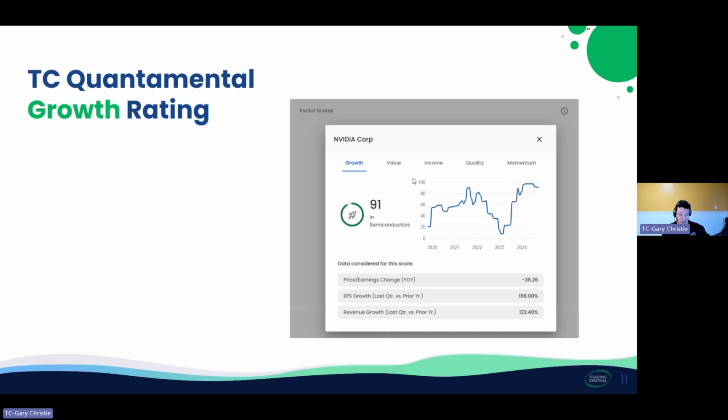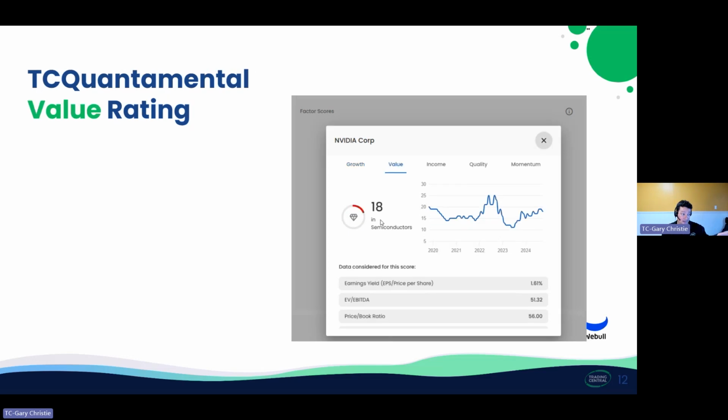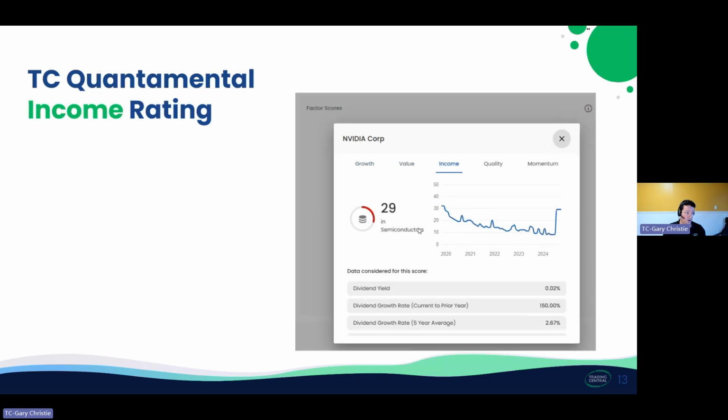I always like to use real-time data points. So here we have the fundamental income rating. NVIDIA Corp is here as well. In terms of income, they're not a big income player. In this case, we have a dividend yield that's super small, but we can tell you the actual data behind it: a 150% dividend growth rate, quite unique.